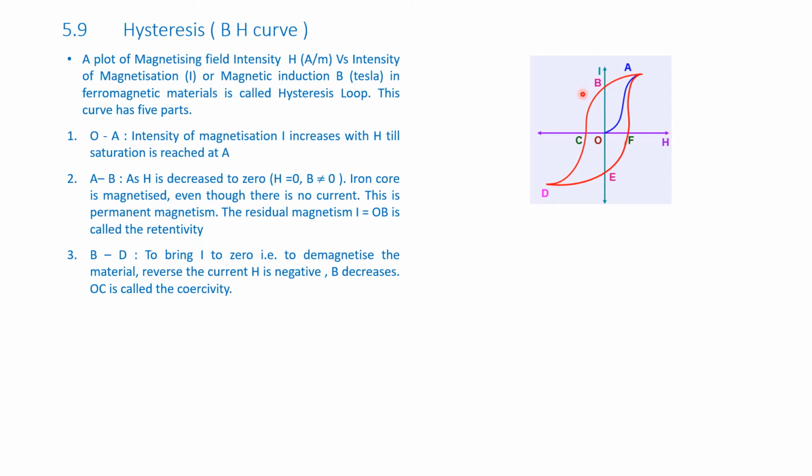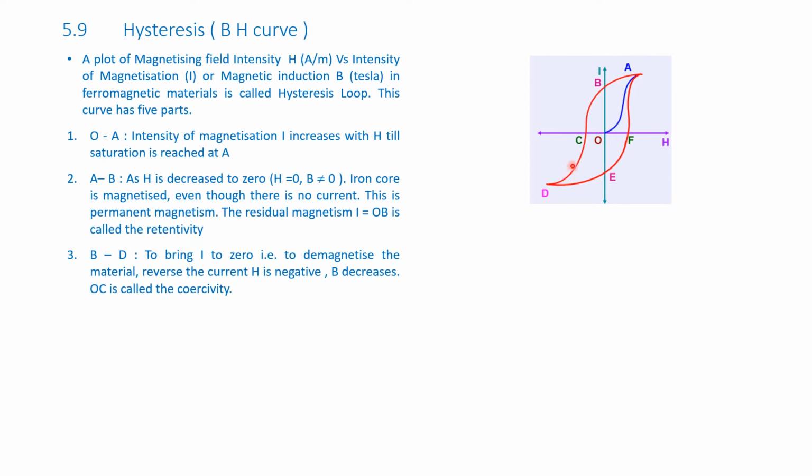Then part number 3, which is B to C. Here H was 0 and we are reversing the current. We are moving toward the negative, in the negative region. To bring I to 0, that is, to demagnetize the material, the reverse current is negative. So our intention is to bring the magnetism to 0, or demagnetize it. We have to reverse the current. Hence, the B decreases here.